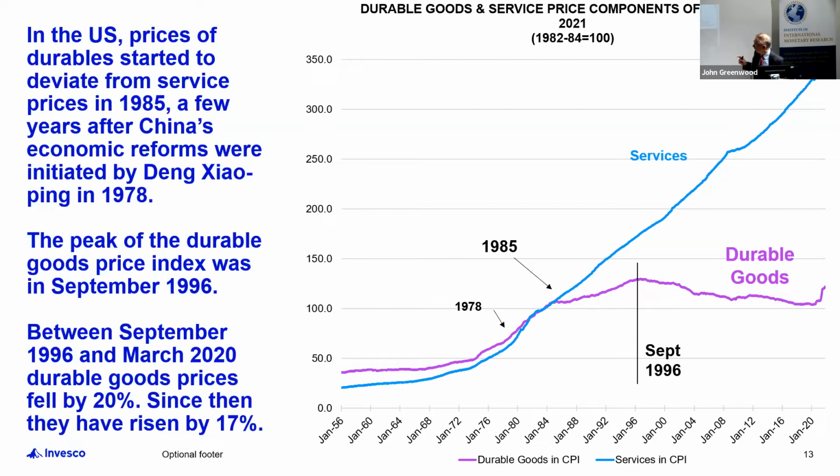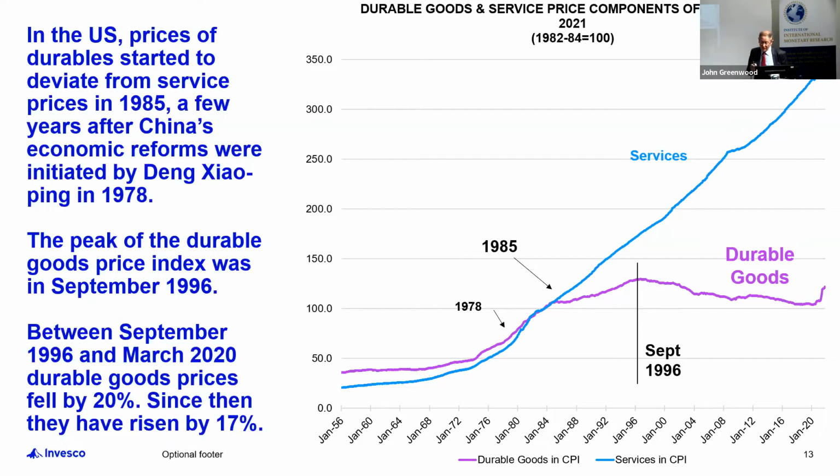And what you'll see here is very interesting. The data starts in 1956. And by and large, those prices for goods and services moved in tandem together up until 1978. In 1978, Deng Xiaoping started the Four Modernizations and the opening up of China. And that meant that factories in China could be started up by entrepreneurs in Hong Kong initially, and then by entrepreneurs in the mainland. And China started to produce goods in a significant way.